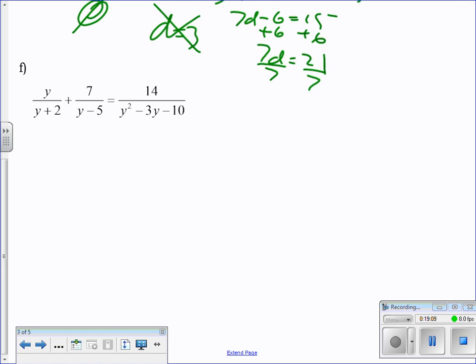What's my first step? Factor. Factor my denominator on the one that's not factored. And here's what I'm hoping, that my two factors are plus 2 and minus 5. Because if it's those, it makes my life so much easier. If it's not, oh, that sucks. So it probably is, check to make sure. 2 plus negative 5 gives me negative 3. 2 times negative 5 gives me negative 10.